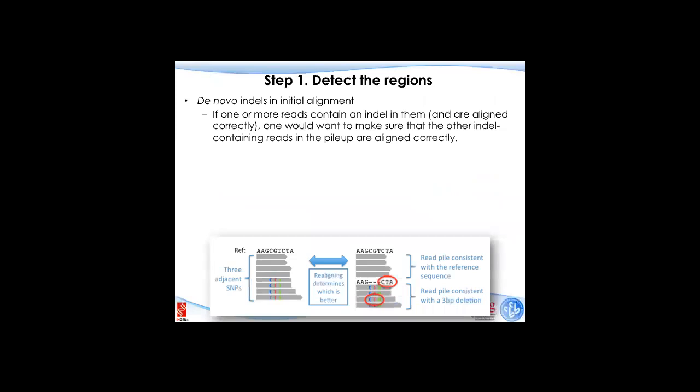So for the identification, you first need to detect suspicious regions. Which region is more likely to have this misalignment? There are several different criteria. The first one is de novo indels in the initial alignment. Meaning that in the previous case, remember we had read 3 that has the indel correctly aligned. So if you identified some hints in your data that there is an indel, that is a suspicious region we need to go back and take a look at.